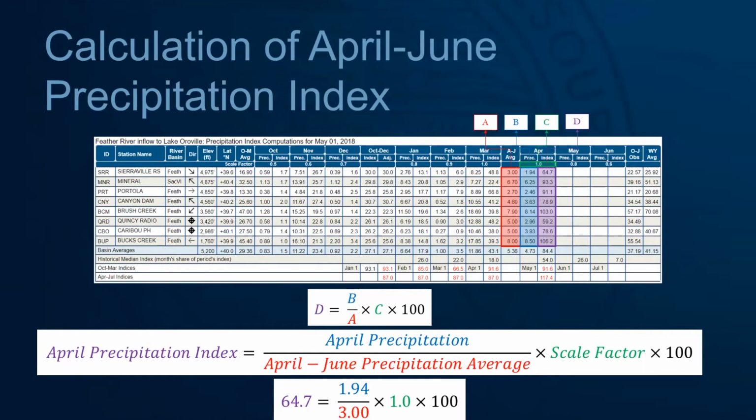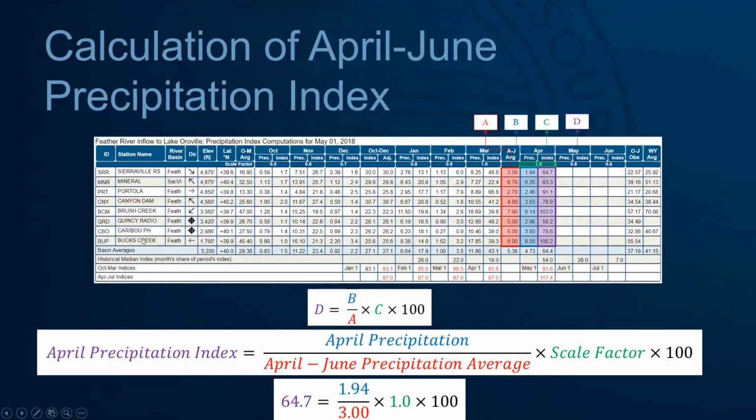So looking at this little table up top, what we're looking at is the precipitation index for the May 1st forecast for the Feather River watershed. We know that because obviously there's no observed monthly precip for May, and here's the precip data for April. So like I said before, we have that October through March precipitation index, and since we've already gone through that period, that is now locked in. And now we are calculating this April through June precipitation index.